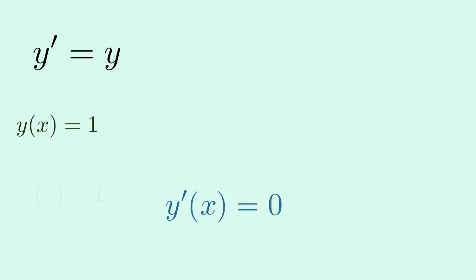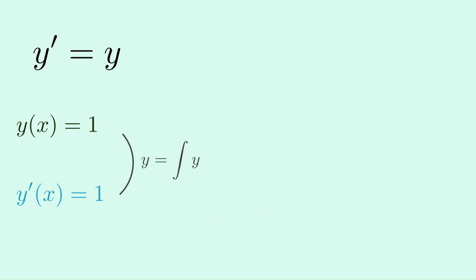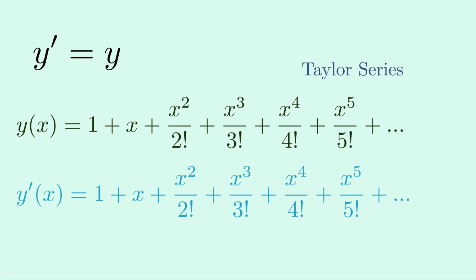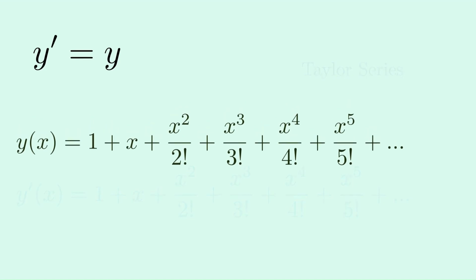Well, if y is 1, then so must be y prime. And if y prime is 1, and y must be its antiderivative, then y is x. And again, these functions must be the same, but y prime is still the derivative of y. We've actually gone through this pattern already. We're making a Taylor series, where the derivative, second derivative, and third, and fourth, and all of them are equivalently equal to 1. So we solved the equation and found a function.